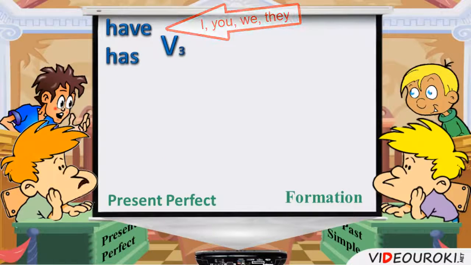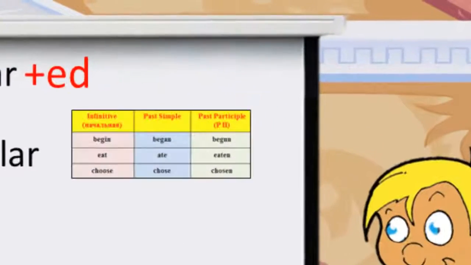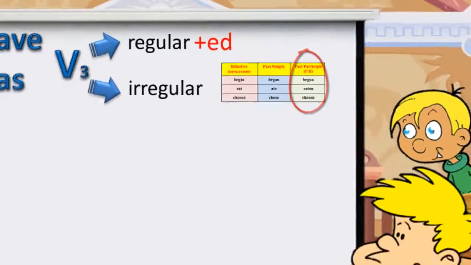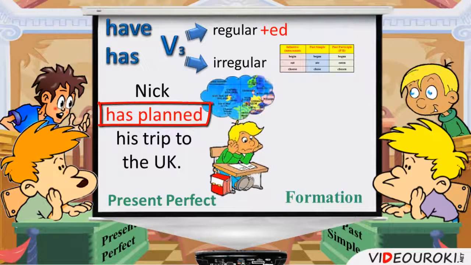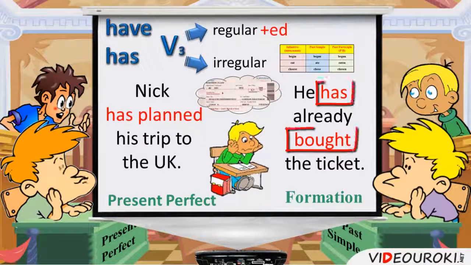The past simple tense has already reminded you that regular verbs take the ed ending. The same happens in their third form, past participle form. And irregular verbs can be found in the list of irregular verbs. Look, Nick has planned his trip to the UK. Has planned. He has already bought the ticket. Has bought.